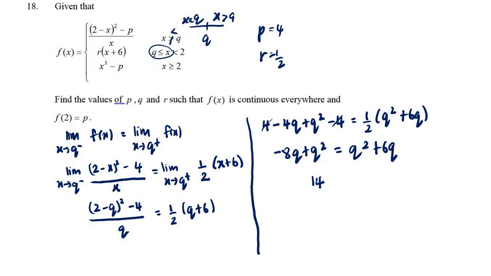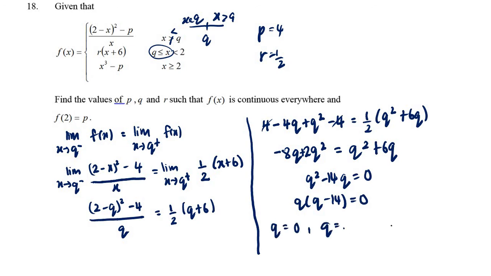Sorry, wait. Here, it should be 2q squared, so plus 2q squared. So q squared minus 14q equals to 0. So when we factorize this, we will get q factor with q minus 14 equals to 0. So we get two values for q here: q equals to 0, q equals to 14.